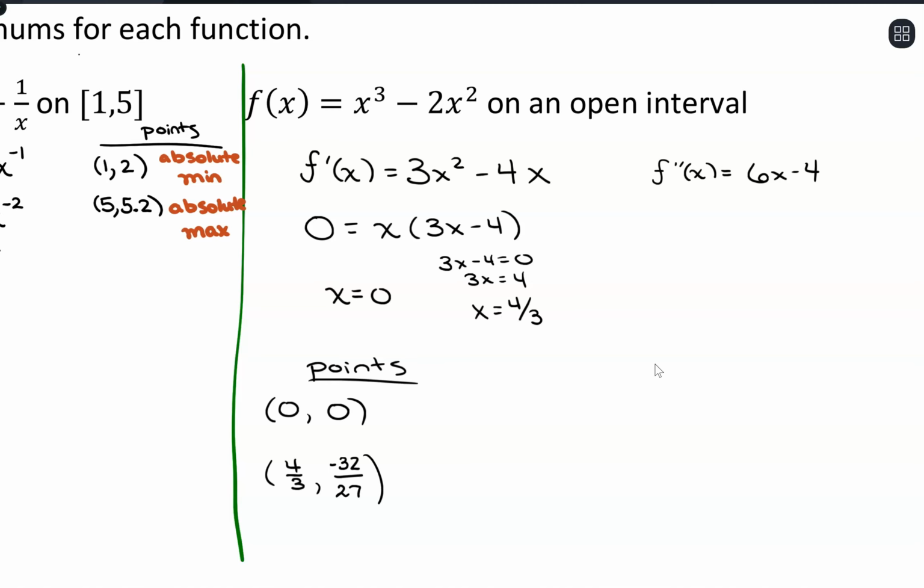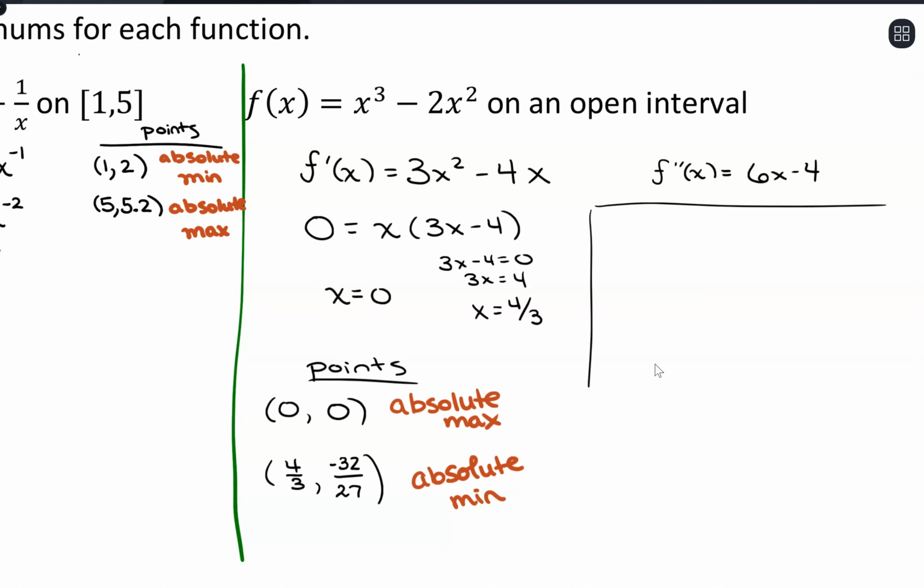And with that, what I'm seeing in terms of a comparison, so comparing those y values, the 0 is larger, so that would be an absolute maximum. And this would be an absolute minimum. As far as this is telling me, but I'm going to go ahead and take a look at our second derivative test here. So let's see. 0, 0, and 4/3, negative 32/27.